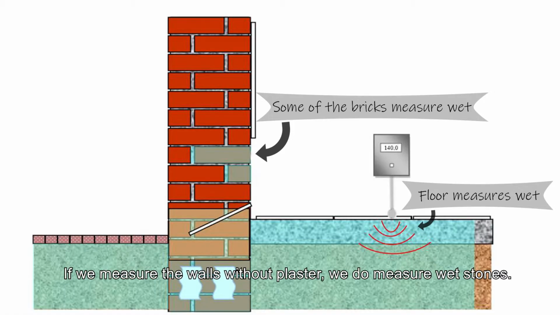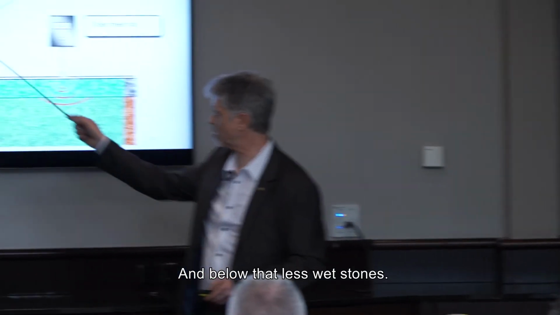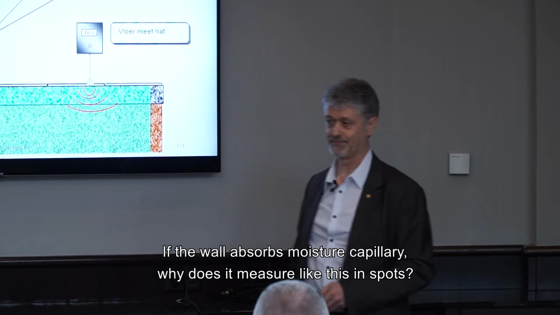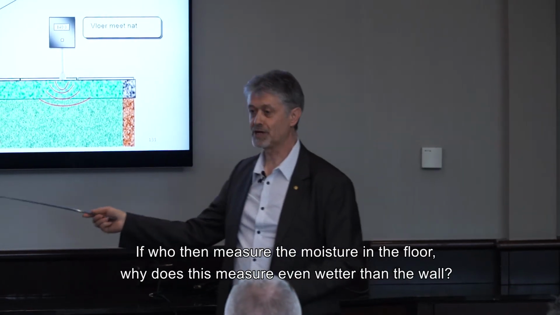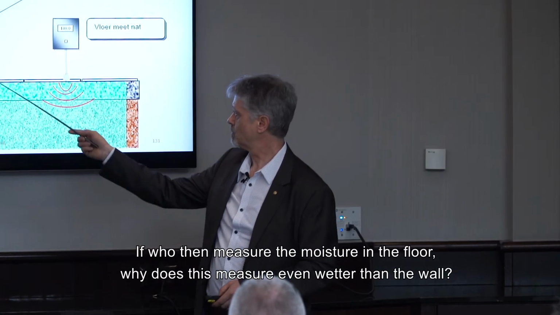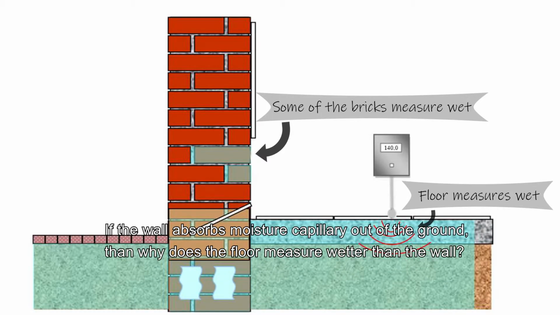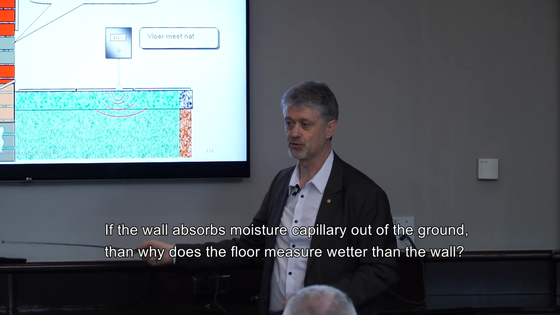If we measure the walls without plaster, we measure wet stones, and below that less wet stones. If the wall absorbs moisture capillary, why does it measure like this in spots? If we then measure the moisture in the floor, why does this measure even wetter than the wall? If the wall absorbs moisture capillary out of the ground, then why does the floor measure wetter than the wall?